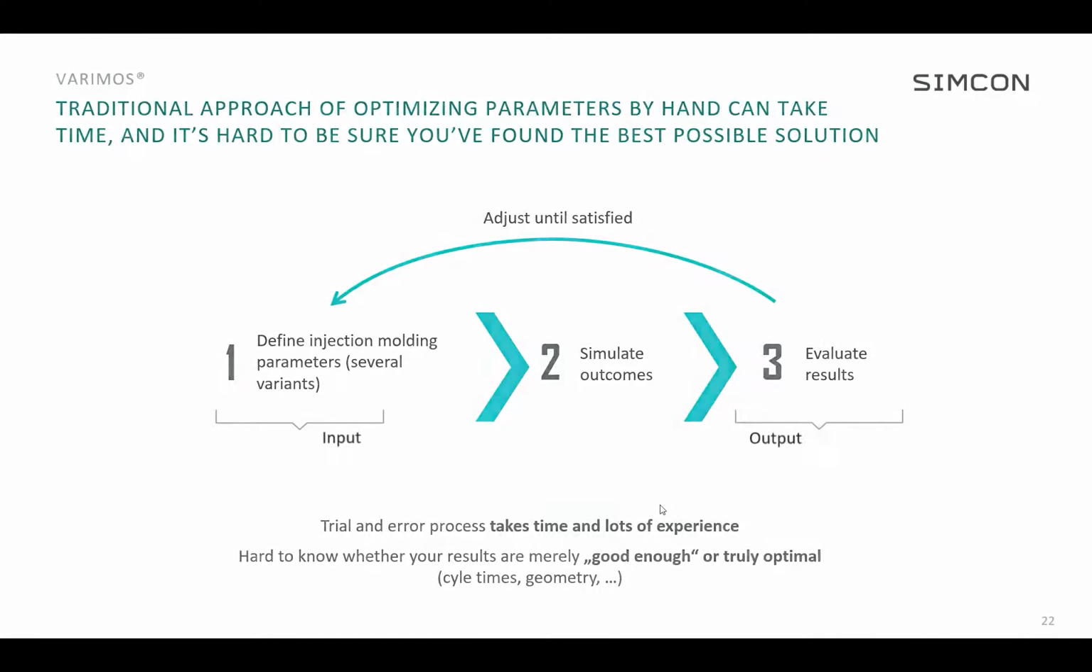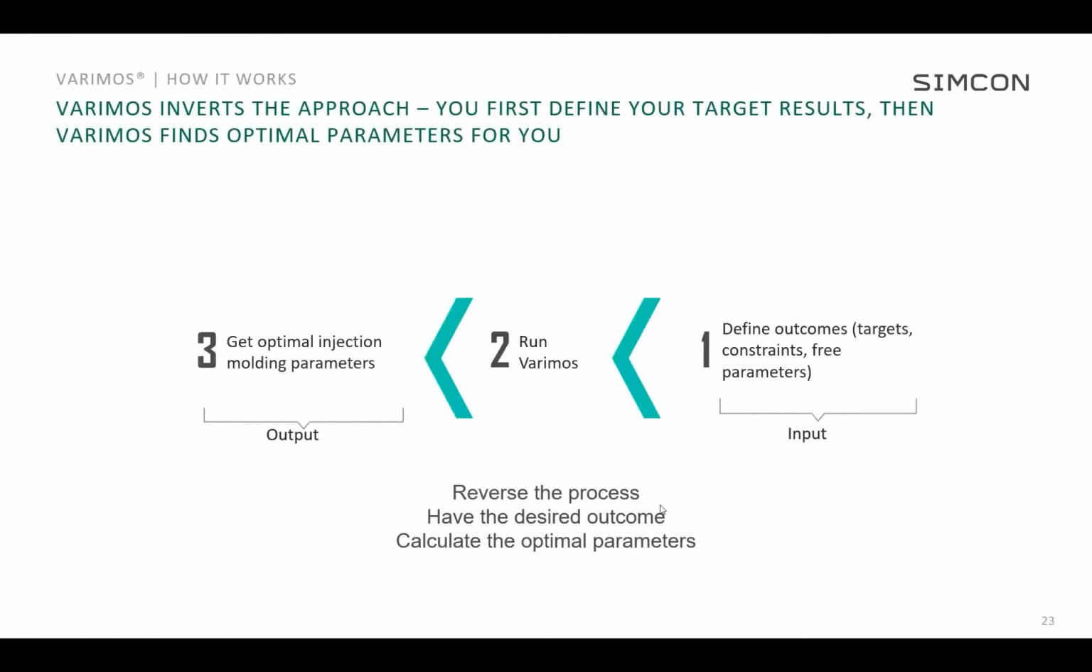Whereas with the Varimos software, we swap this around. Now we have the defined outcomes as our constraint here. We run the Varimos software and we get the optimal injection parameters for the part. So we reverse the process: we have the desired outcome, and calculate the optimal parameters.